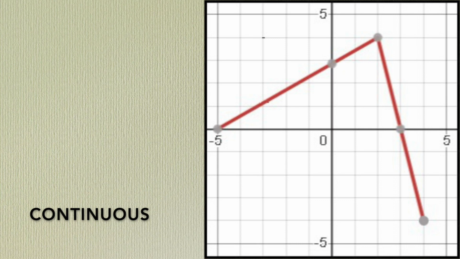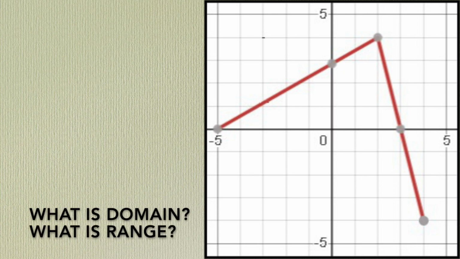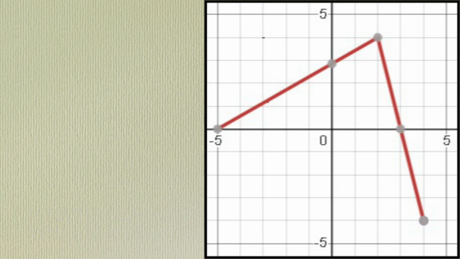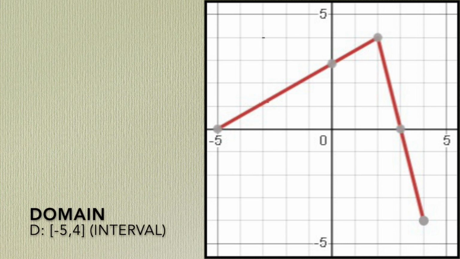Now, what is the domain and what is the range? So the domain is all of my x values. There is a continuous line starting at -5 that continues until we get to 4. So my domain starts at -5 and goes to +4.